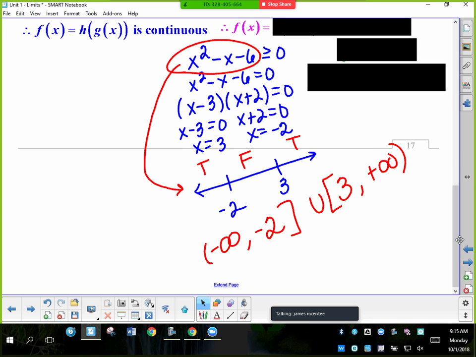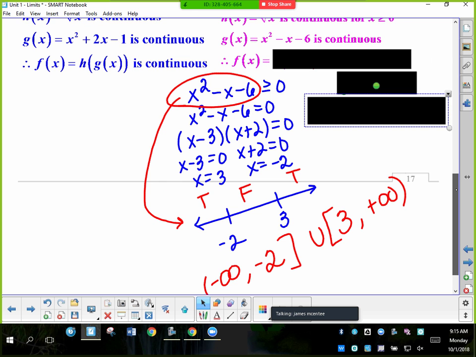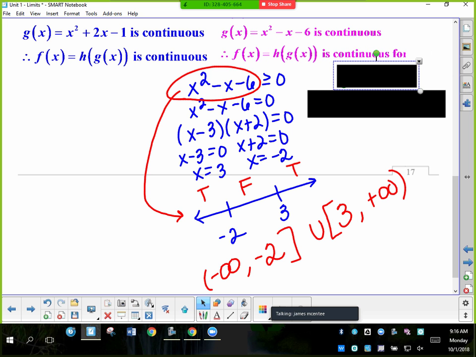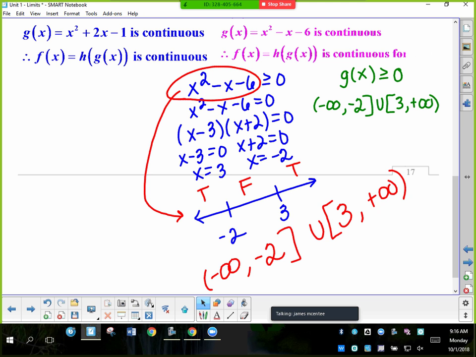Where is this function then? Here's what I wrote down for it. The function itself is continuous over the interval we stated, where g of x is greater than or equal to 0. Because the only problem that we had was when our radicand was negative. You can't take the fourth root of a negative value. So our argument or radicand can't be negative. That's why we went through and did all of that work with the quad.